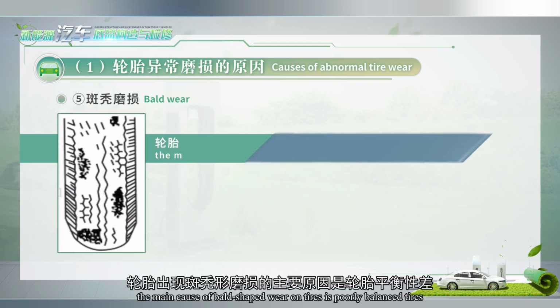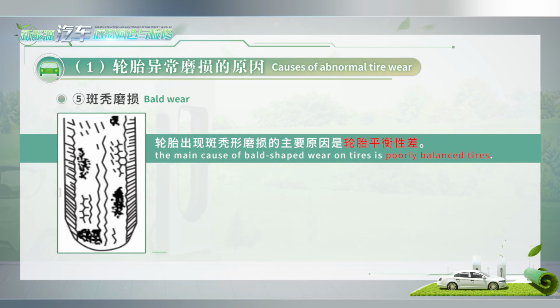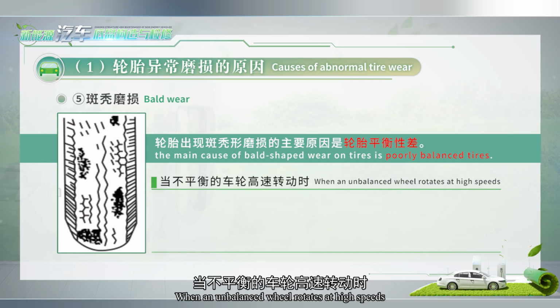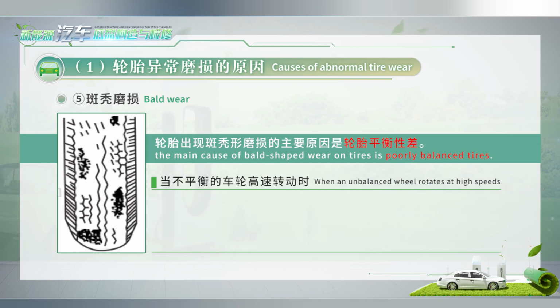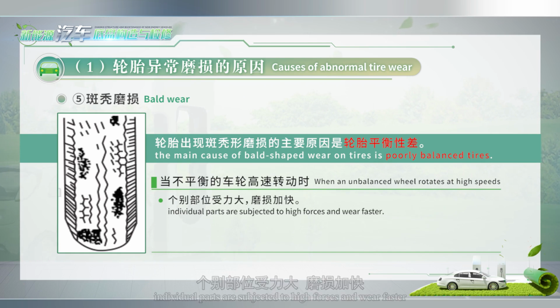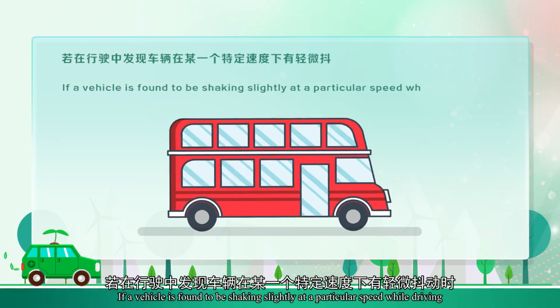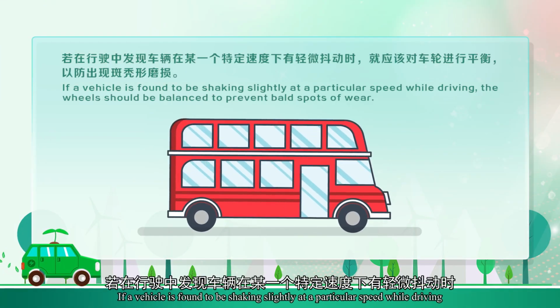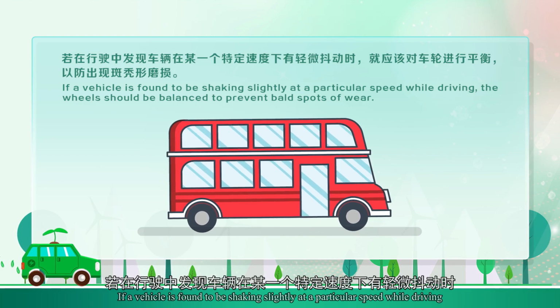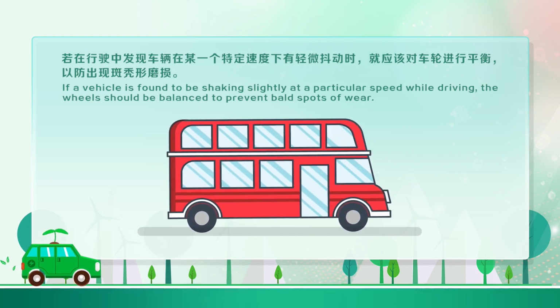Bald wear. The main cause of bald-spot wear on tires is poorly balanced tires. When an unbalanced wheel rotates at high speeds, individual parts are subjected to high forces and wear faster, while steering maneuverability is poor. If a vehicle is found to be shaking slightly at a particular speed while driving, the wheel should be balanced to prevent bald spots of wear.